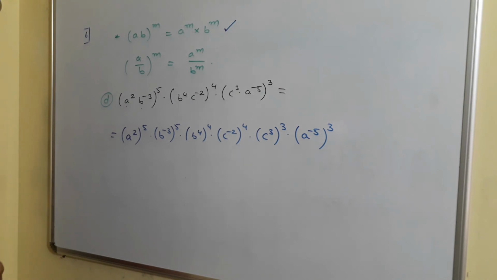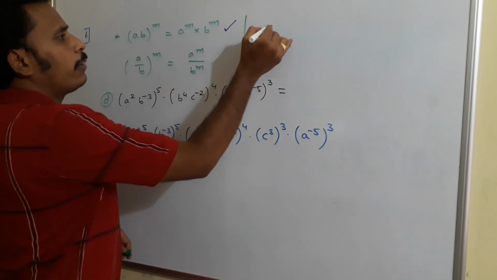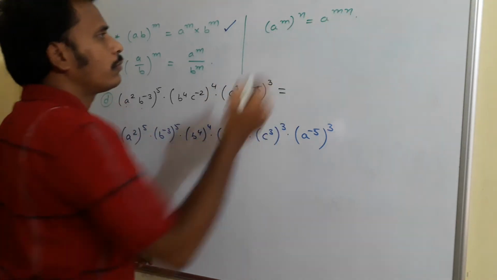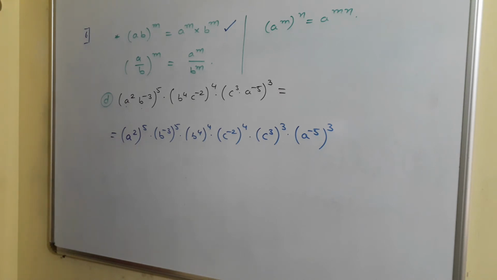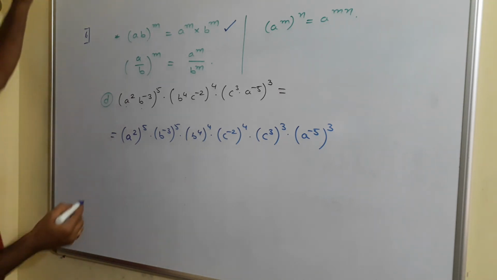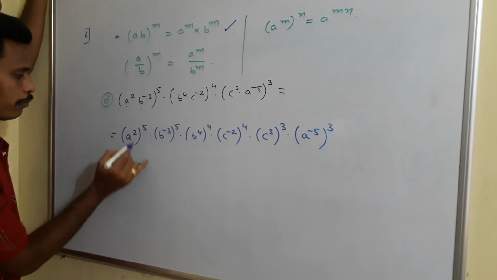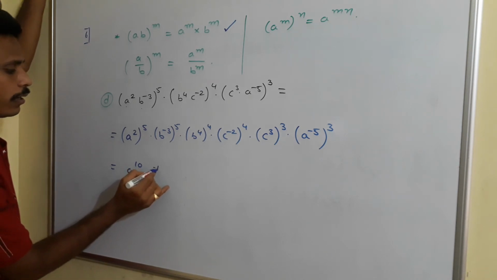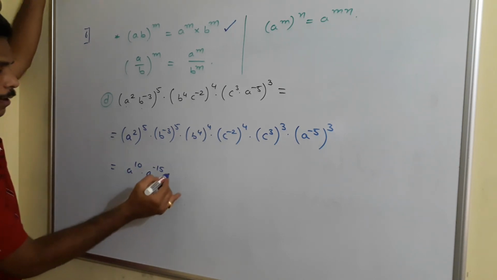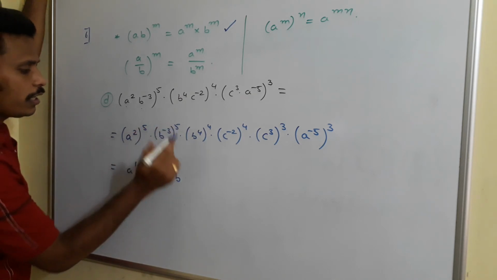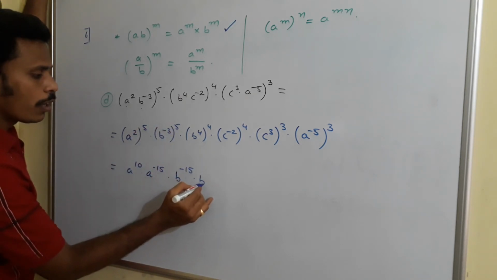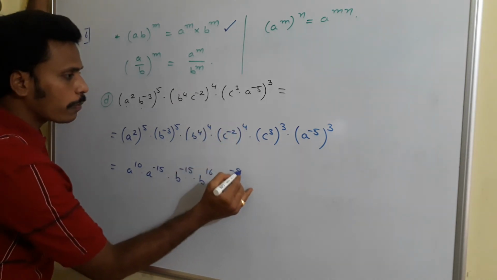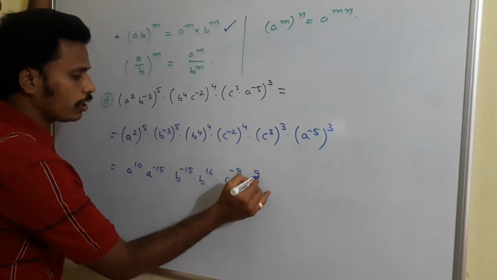And we have certain basic laws, okay? (A power m) to the power n is A power mn, right? So by that law, I just apply it and then I will collect the like terms. So this is equal to A power 10, because 2 into 5 is 10, into, I am writing the A term here, A power minus 50. Into B power minus 3 into 5, which is minus 15, into B power 4 into 4, which is 16. C power minus 2 into 4 is minus 8, and C power 3 into 3 is 9.